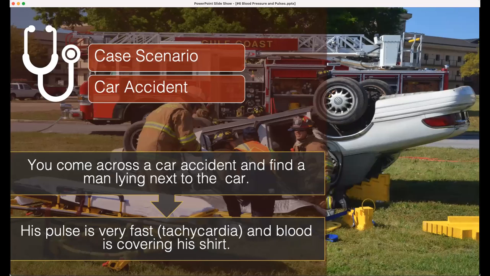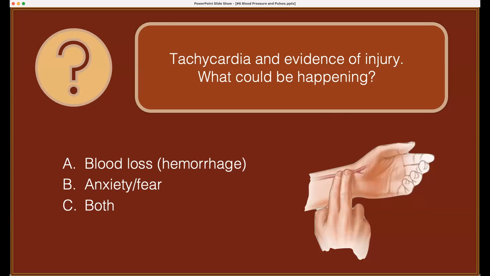Okay, next case scenario. You've come across a car accident and you find a man laying next to the car. His pulse is very fast, and the medical term for that is tachycardia. Blood is covering his shirt. So you've got tachycardia, there's evidence of injury. What could be happening? What scenario is going through your head? Blood loss, the other medical term for that is hemorrhage, anxiety, fear, or both. Answer is both.